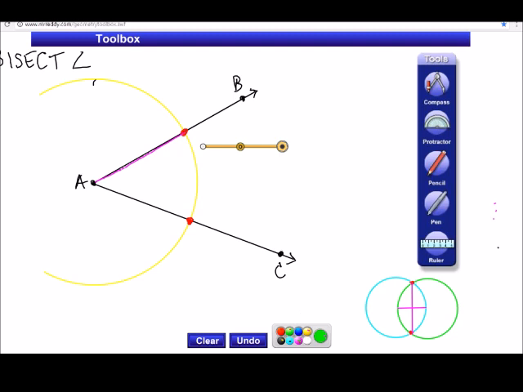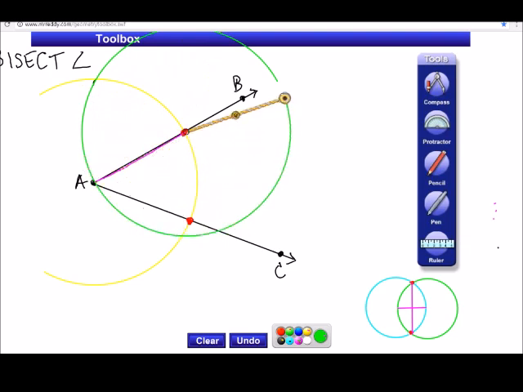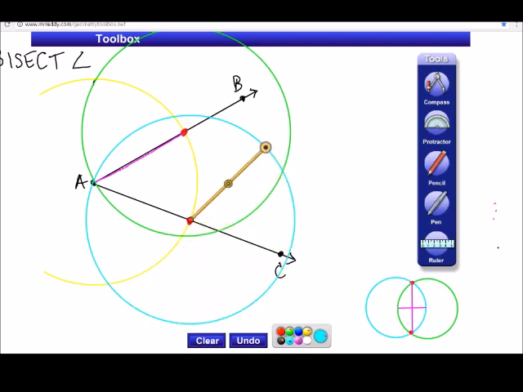So now I'm going to take my compass and set it to this length, and then put it on the intersection point and draw that circle. And look, it goes through the vertex. Now I'm going to keep that same length because this is my other radius. I want my radii to be congruent. And I'm going to put it on the other intersection point and draw my other circle. Do you see Euclid's circles coming up there?